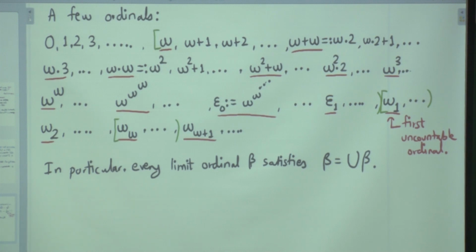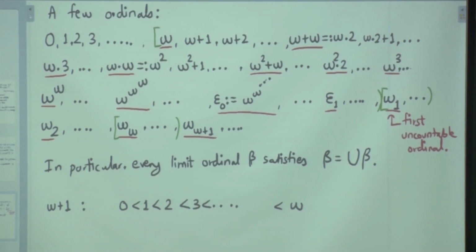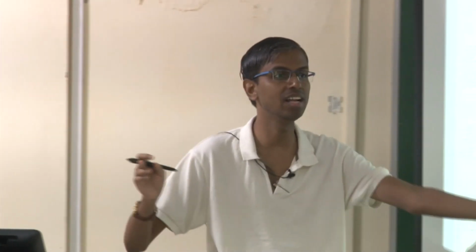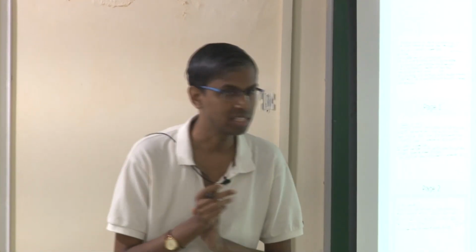Omega plus 1, what are the elements, please tell me? Omega plus 1, we can list all the elements of a well order. So 0 is less than 1, less than 2, less than 3 and dot dot dot, and finally we have omega. Now I am going to say that this is countable. Why? Because it is a union of two countable sets. Omega is a countable set and a singleton is a countable set, so the union is countable.